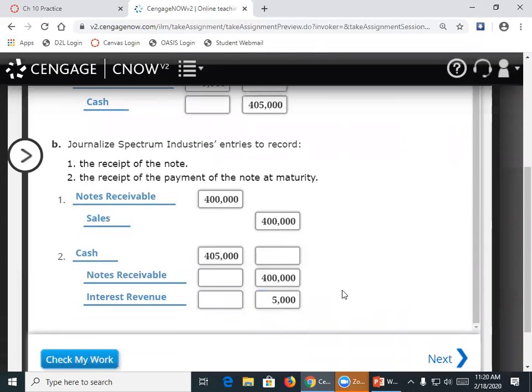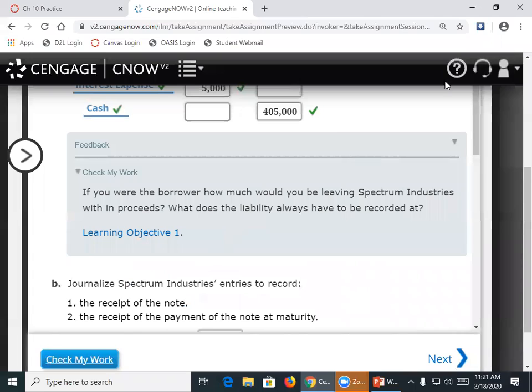So those were the entries we learned in chapter 8. In chapter 10, we're learning more on the borrowing side. Any questions on those? Really it's just remembering that when we're the borrower, it's notes payable and interest expense, right? But otherwise the format and everything is pretty similar. Okay.